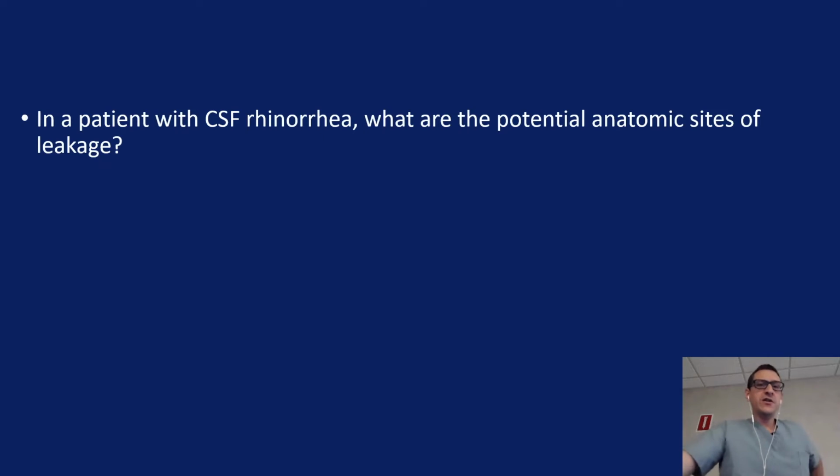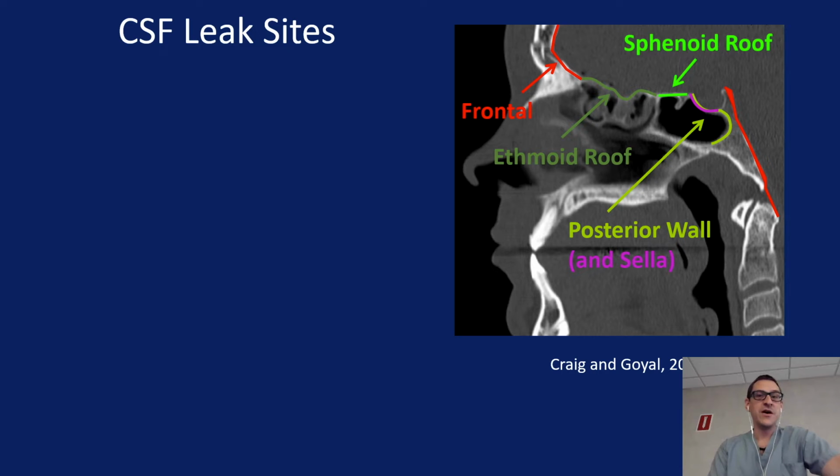So in a patient with CSF rhinorrhea, what are the potential sites of CSF leakage? Will, the reason I'm asking this is because I do think it's helpful to think about all the sites where there actually is adjacent dura and skull base where you could get a leak, because we haven't listed them all yet, so I'm just going to help out here. So if you think about this sagittal CT here, it gives you most of the sites. So it helps to always break things down into sites, right?